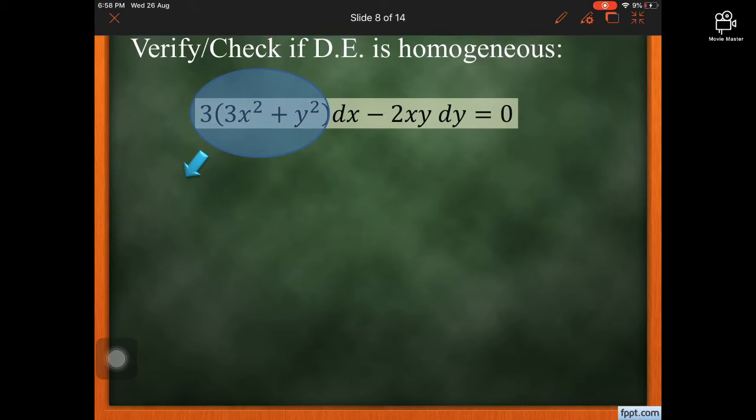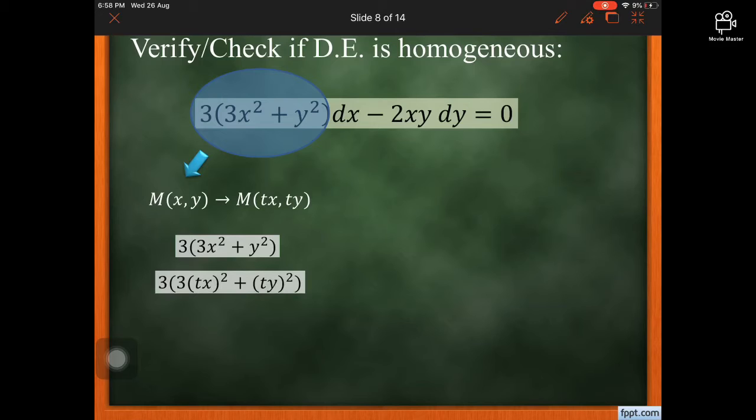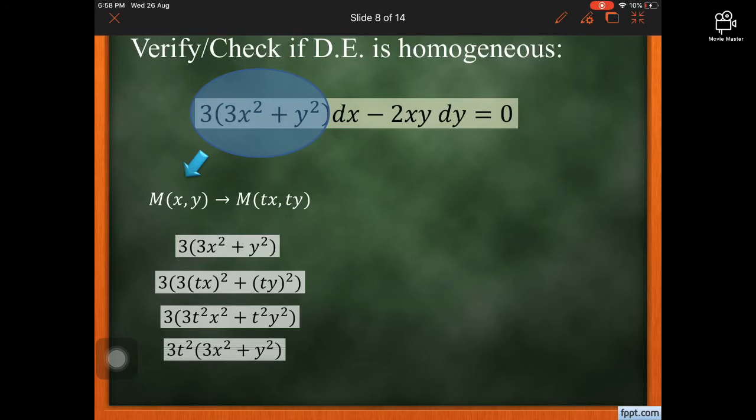this function here is called the M(x,y), and we need to turn it into M(tx,ty). That gives us that the function 3 times (3x squared plus y squared) is now 3 times the quantity (3tx raised to 2 plus ty raised to 2). Simplifying it, we now have 3 times the quantity (3t squared x squared plus t squared y squared), and that gives us 3t raised to 2 times the quantity (3x squared plus y squared). And that gives us an m equal to 2.